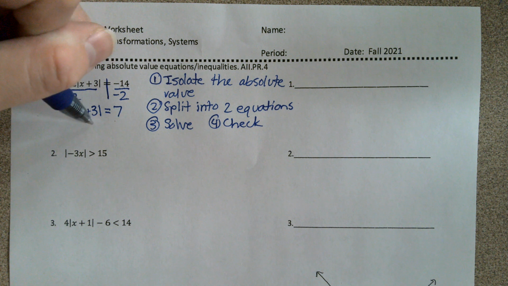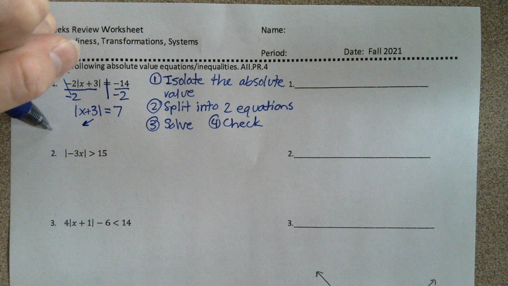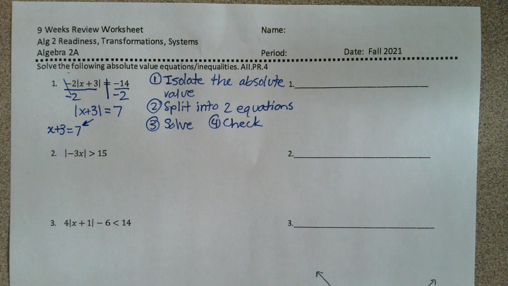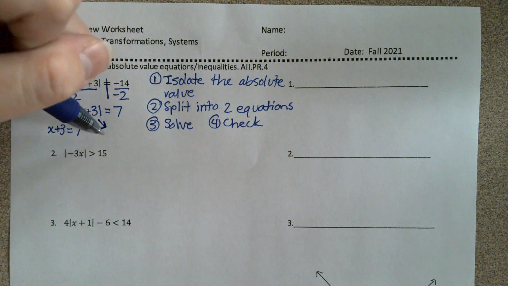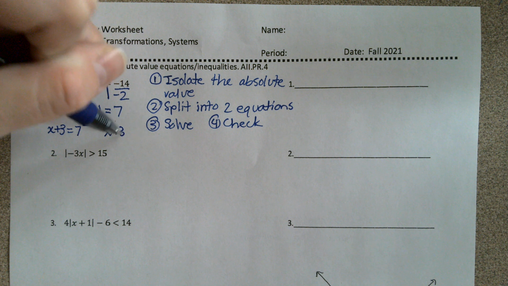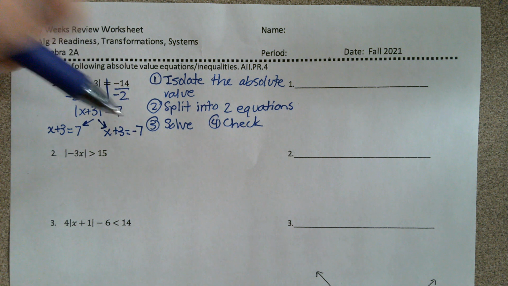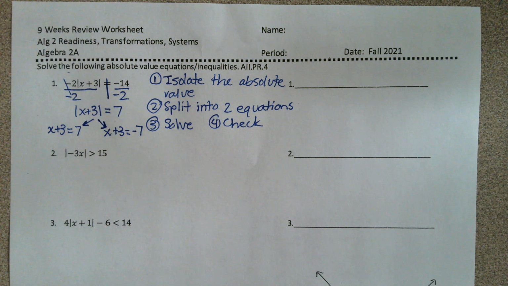From there, we make our two equations. The first equation looks just like the one I already have, except I drop the absolute value symbol. So x + 3 = 7, no absolute value. And then the other one, the only thing we change is we make that positive 7 into a -7. Don't change this to a -3. That still stays a positive 3. Just change this number to negative.